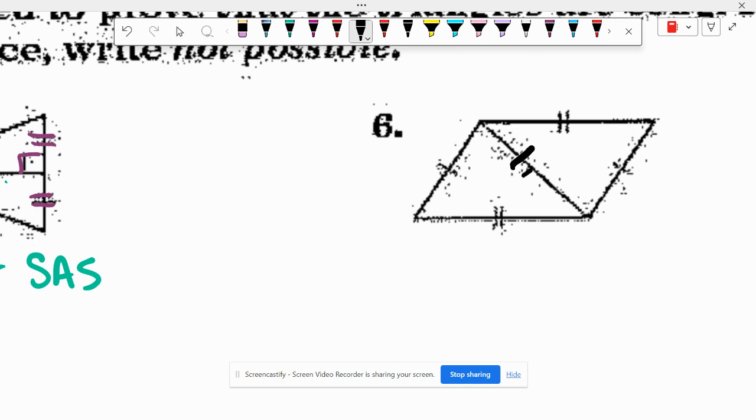Yes, I do. I'm going to put 3 marks on it. So what postulate can I use to say that one triangle is congruent to the other? Side, side, side. I have 3 sides marked congruent. Okay. 3 sides marked congruent.